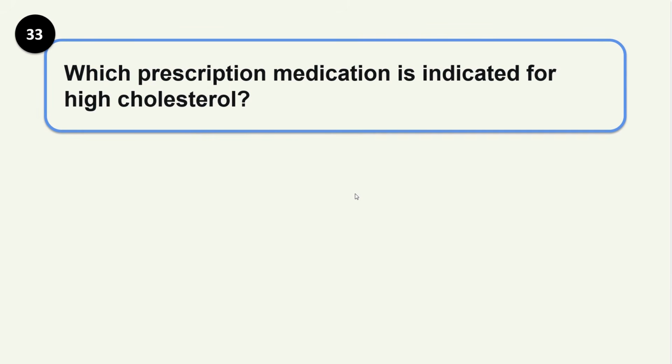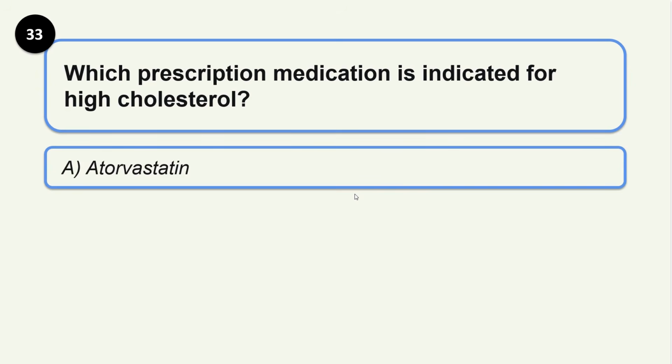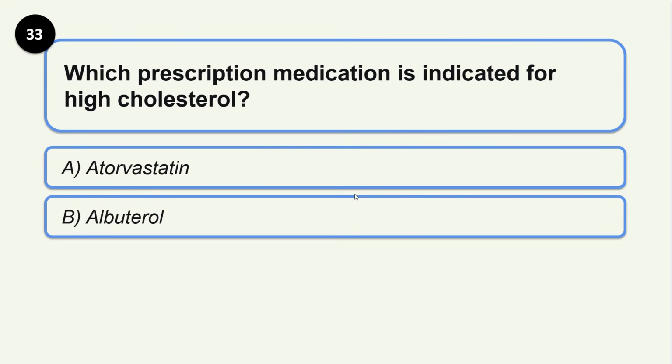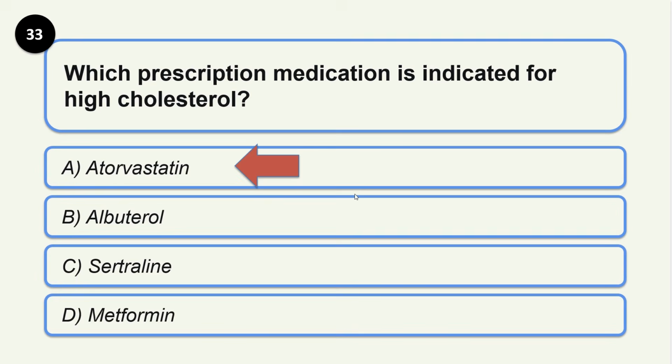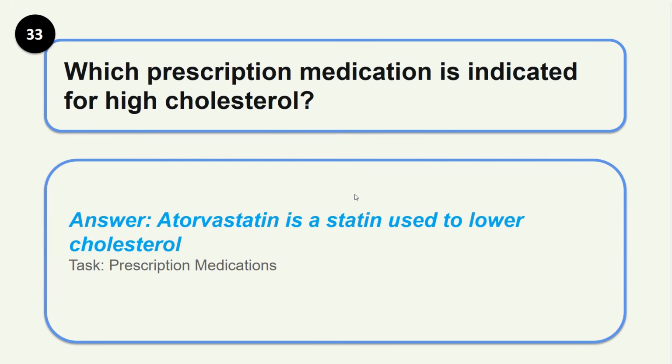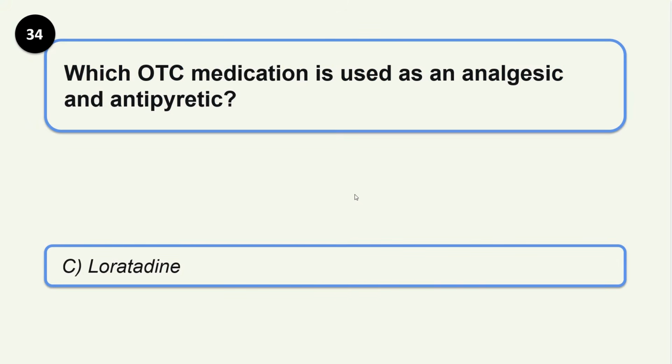Next, which prescription medication is indicated for high cholesterol? A. Atorvastatin, B. Albuterol, C. Sertraline, D. Metformin. The correct answer is atorvastatin. Atorvastatin is a statin class of drug that is used for cholesterol treatment.